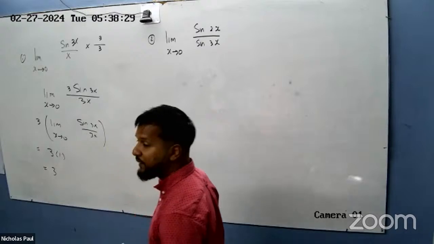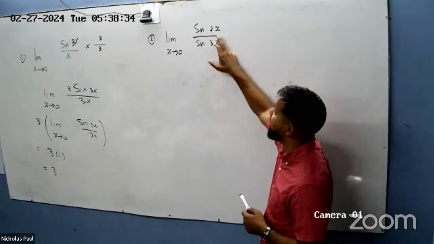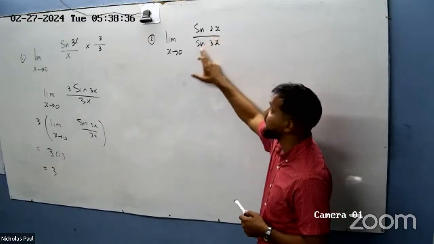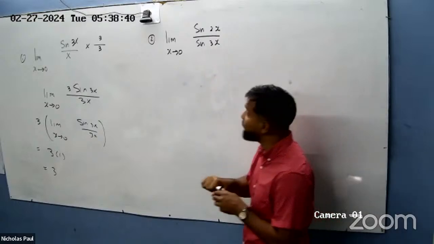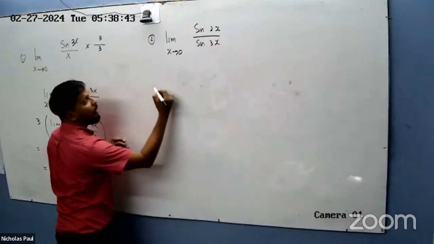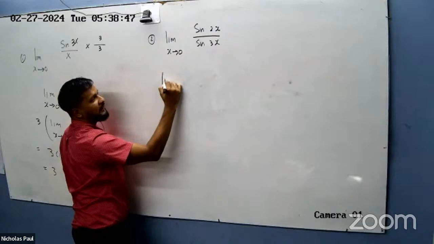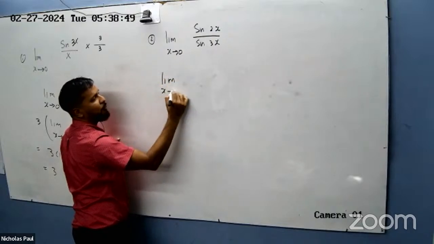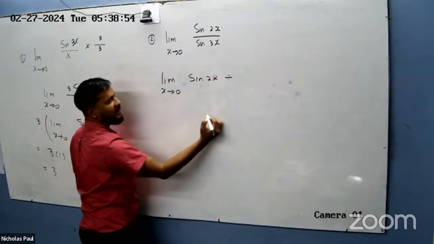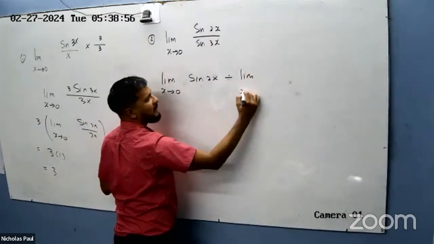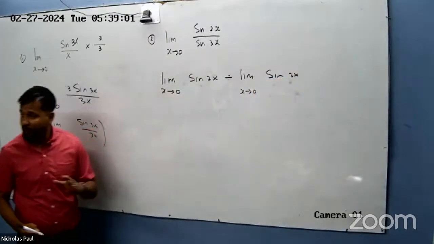All right, so watch this here. In order for this to work, it has to be sine 2x on 2x, sine 3x on 3x, correct? Yeah, for it to work, right? So how are we going to achieve that, Adrian? What we're going to do is use the limit, divide, we're going to split it up. So we're going to get the limit as x approaches 0 of sine 2x divided by the limit as x approaches 0 of sine 3x. Right? These are the proper steps to take, right?